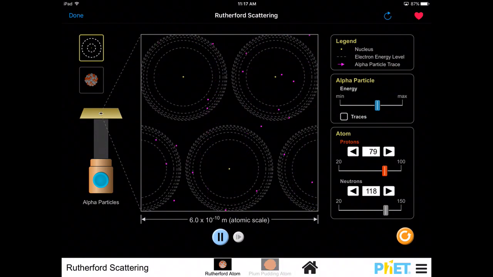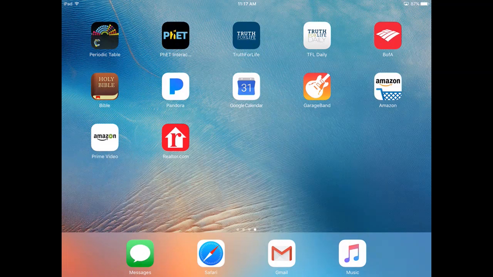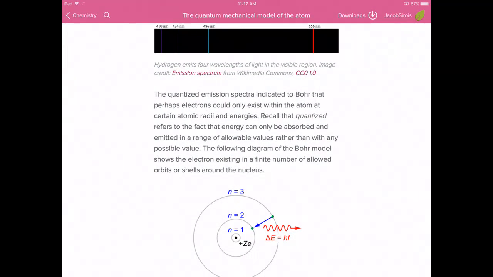So this idea of them occupying very specific energies is our next piece of information we have to digest. It turns out that not only are protons and neutrons concentrated in a very, very tiny space, and the rest of the space is taken up by electrons, but those electrons orbit at a specific energy level.